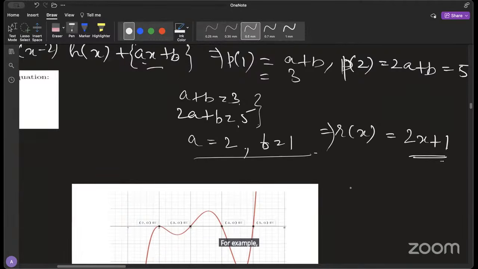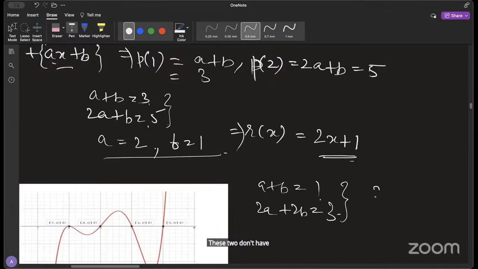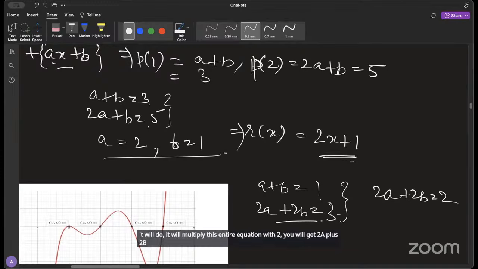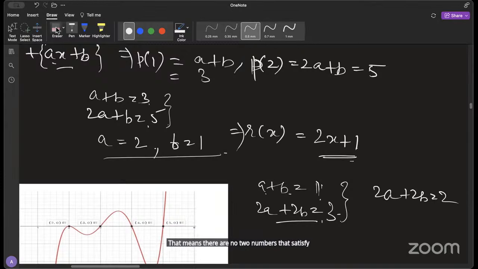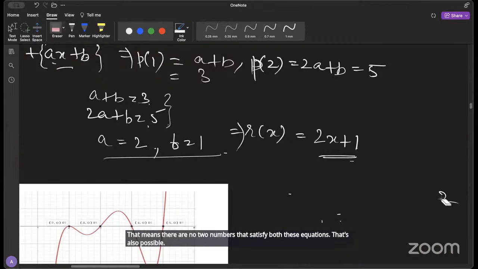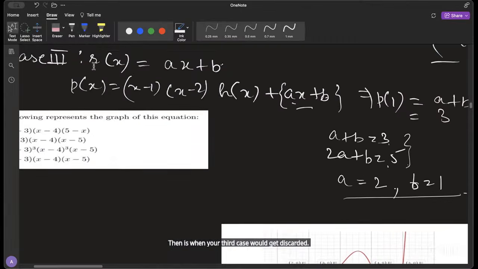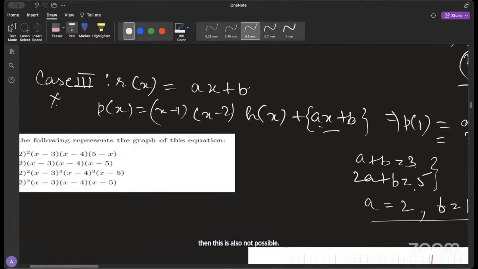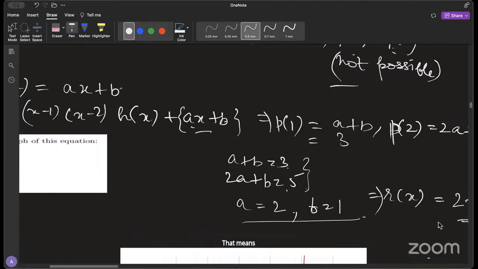For example, if instead of these 2 equations, I have a plus b equals 1 and 2a plus 2b equals 3, then this does not have any solution, right? Why? Because if you multiply the first equation by 2, you'll get 2a plus 2b equals 2. But this says 2a plus 2b equals 3. That means there are no 2 numbers that satisfy both equations. That's also possible. Then your third case would get discarded. But that's not the case here. You're getting a solution for this system, which means everything is going fine.